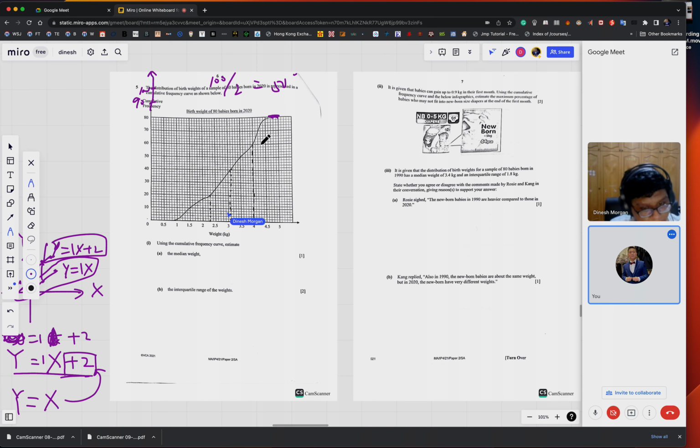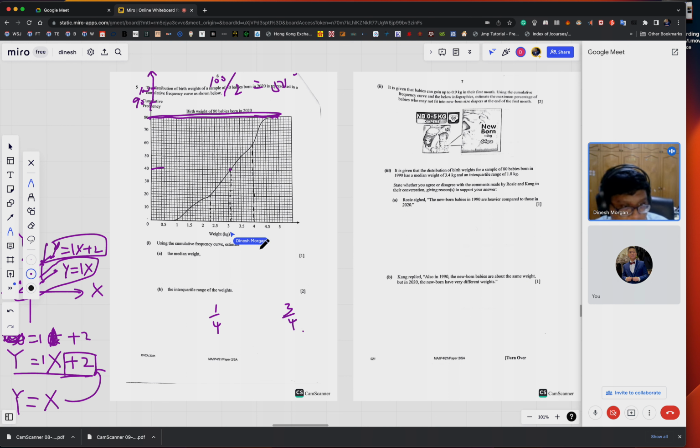half of this. So therefore, this is 80. So half of it is 40. Over here, this point. Then interquartile range: the 1/4 range, then the 3/4 range.